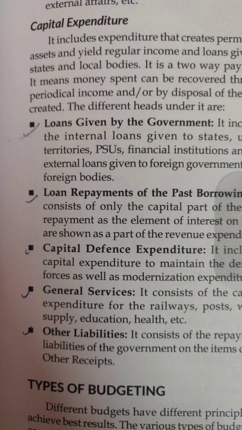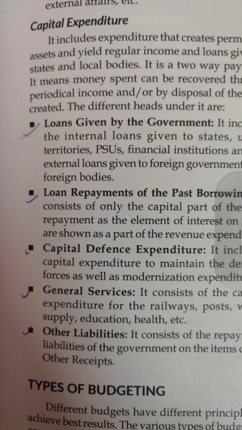4. General services, building and maintaining infrastructure. This is money spent on things that will last for a long time and help the people of the country. It includes things like railways, building and maintaining railways. Post office, setting up and maintaining post offices. Water supply, building water supply systems to ensure people have clean water. Education and health, building schools, hospitals, etc. Example, if the government builds a new school in a village, this is a capital expenditure because the school will last for a long time and will help educate children in the future.